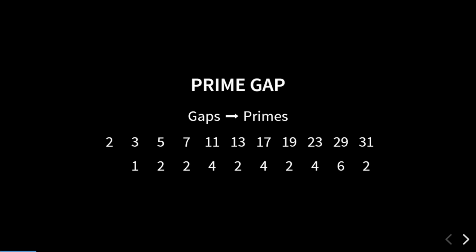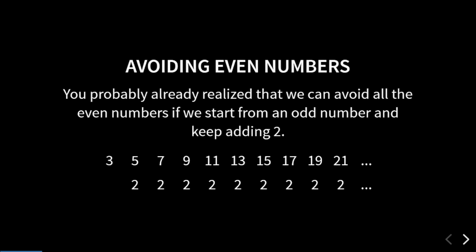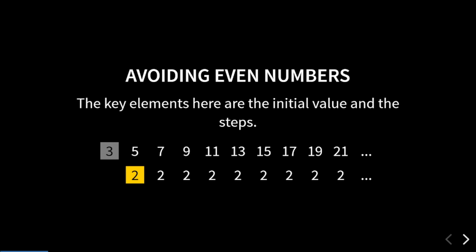So let's try to start with something simpler. Let's try to avoid the even numbers, so just the multiples of 2. You probably realize if we start with 3 or with any odd number and keep adding 2, we're never going to hit an even number. That makes sense. The key factors here are that you have to start with an odd number and you have to keep adding 2. You can add even 4, but then you are going to jump something. But if you just go 2 and 2, we are going to hit all the odd numbers.